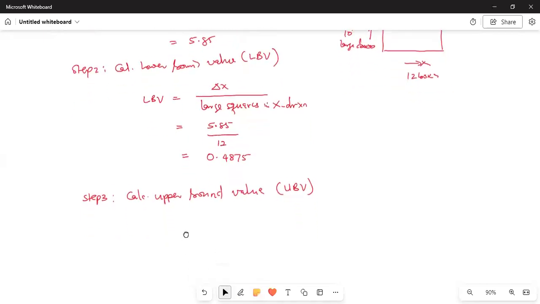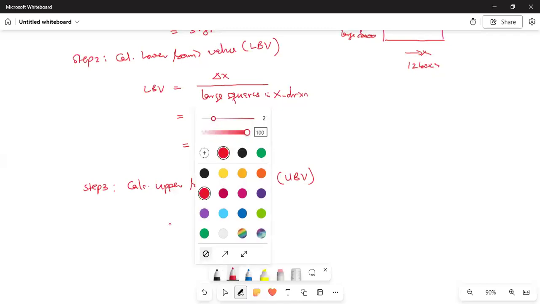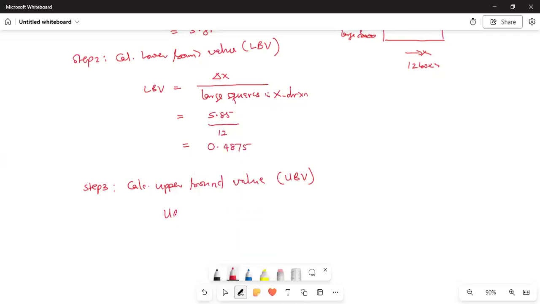Let me move up. So if you are calculating the upper bound value, it's very simple. The formula, upper bound value, is simply equal to lower bound value times 2. This is the formula you use, okay? So it means the lower bound value is 0.4875 times 2. And this will give us 0.975. Okay?